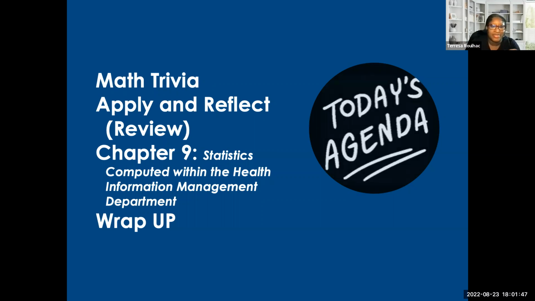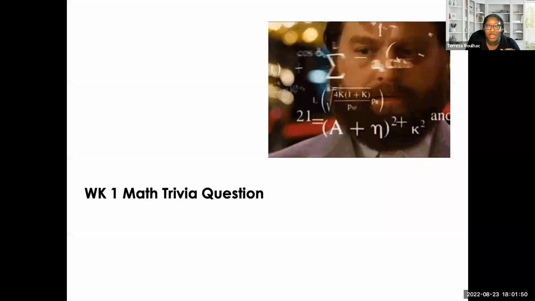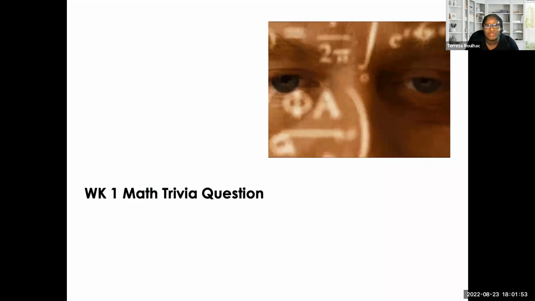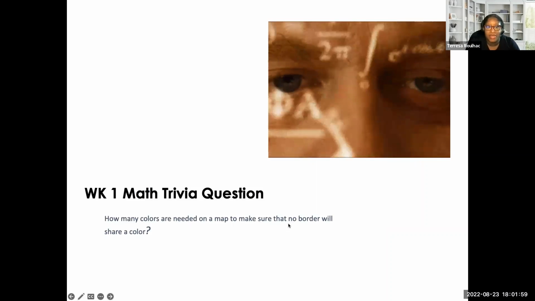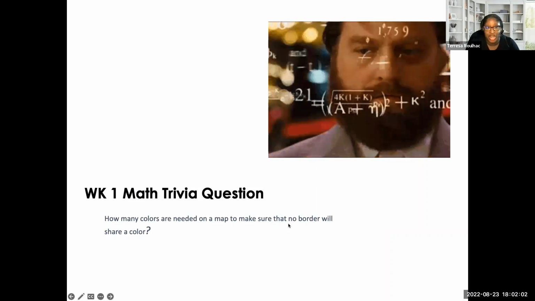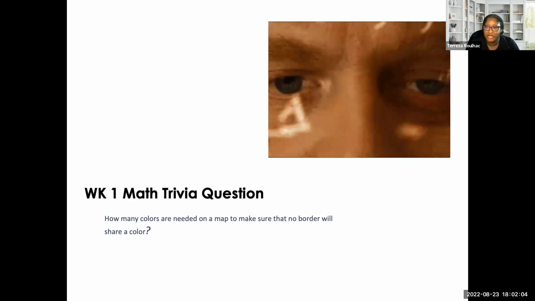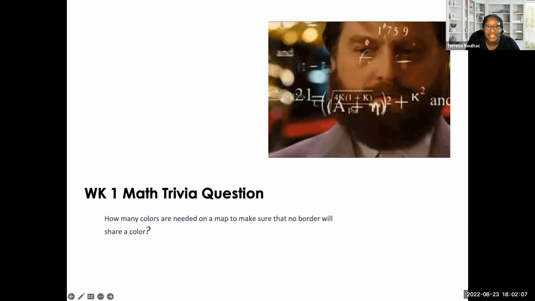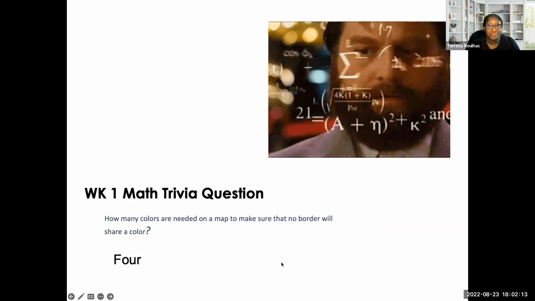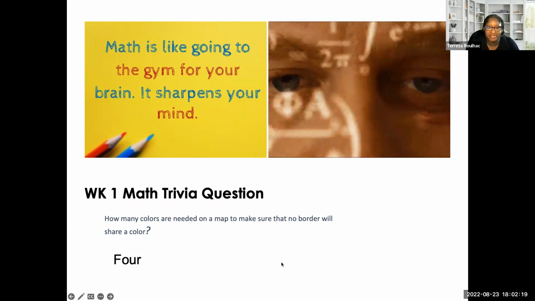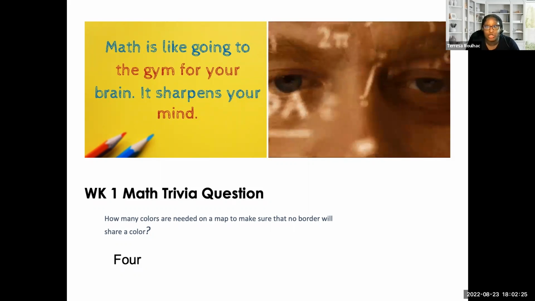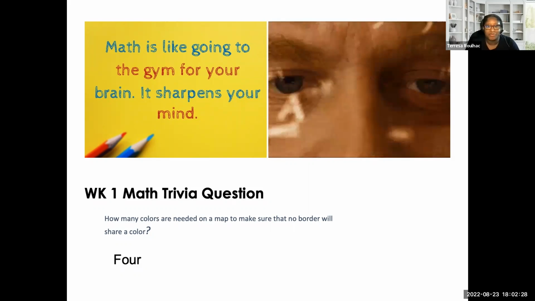Let's discuss some things. As always, we have our math trivia question. How many colors are needed on a map to make sure that no borders will share a color? Do you know? And the answer is 4. You need 4. And math is like going to the gym for your brain. It sharpens the mind.